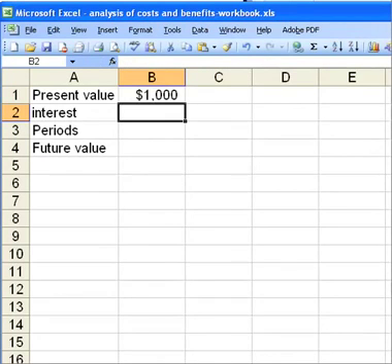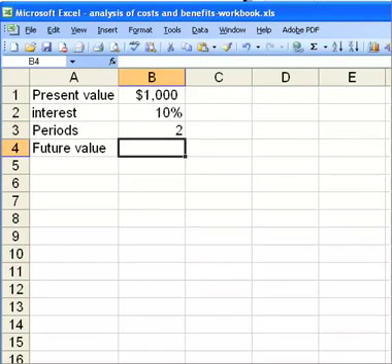Go down to the interest rate. I can enter 10% as 10 with a percent sign. I don't want the number 10, and if I put in 10%, Excel understands what I mean. Number of compounding periods, let's look at 2 years. And now we have to calculate the future value.